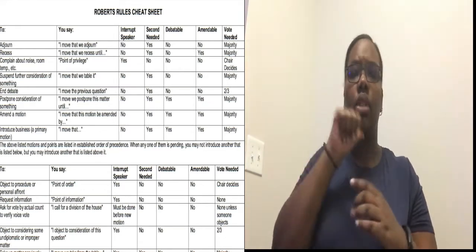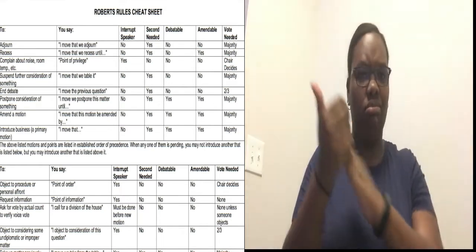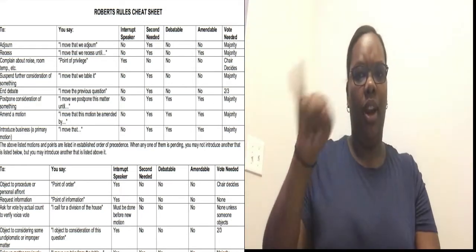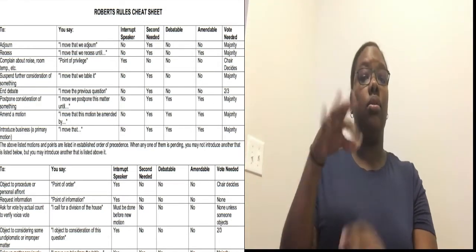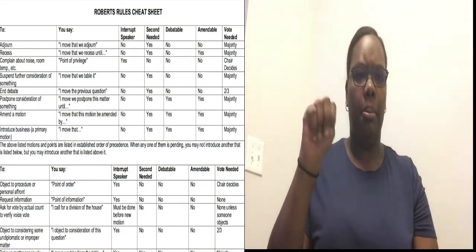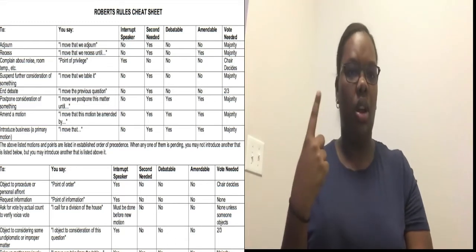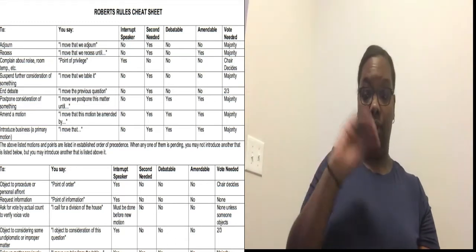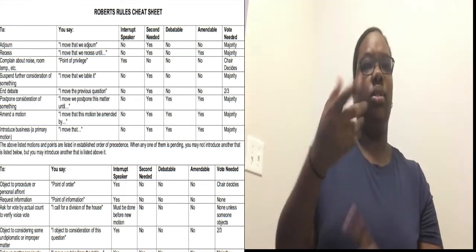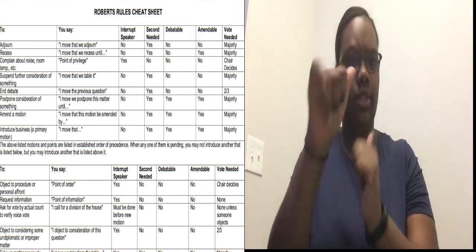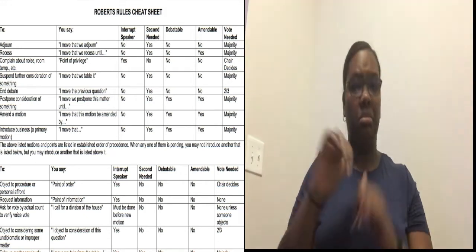It is not debatable, and it is not amendable. There's nothing to amend. And in order to pass, you need a majority vote. A majority vote is your quorum, and it's usually 50% plus one. 50% of the membership that's present plus one in order for it to pass.